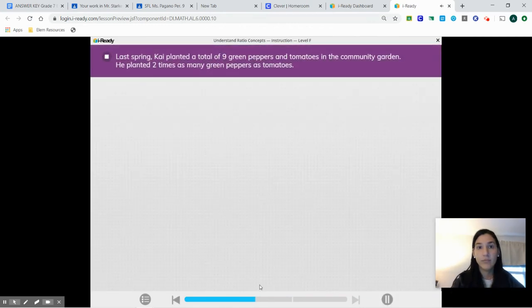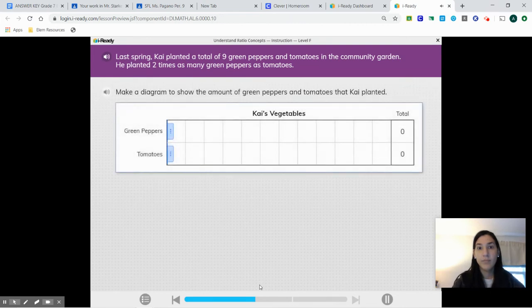Last spring, Kai planted a total of 9 green peppers and tomatoes in the community garden. He planted 2 times as many green peppers as tomatoes. Make a diagram to show the amount of green peppers and tomatoes that Kai planted.